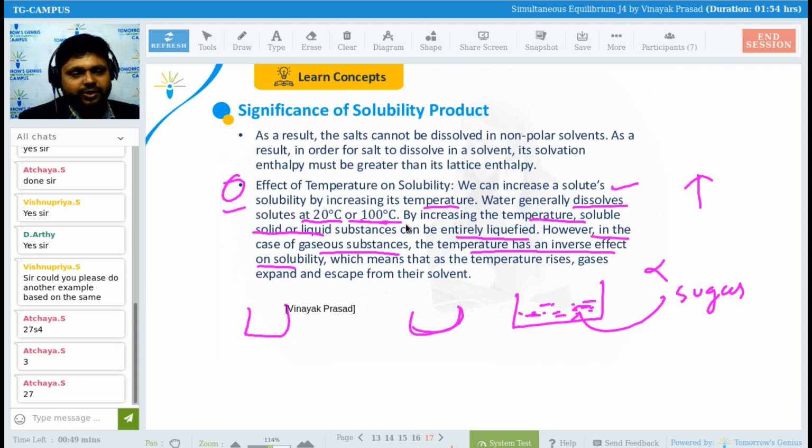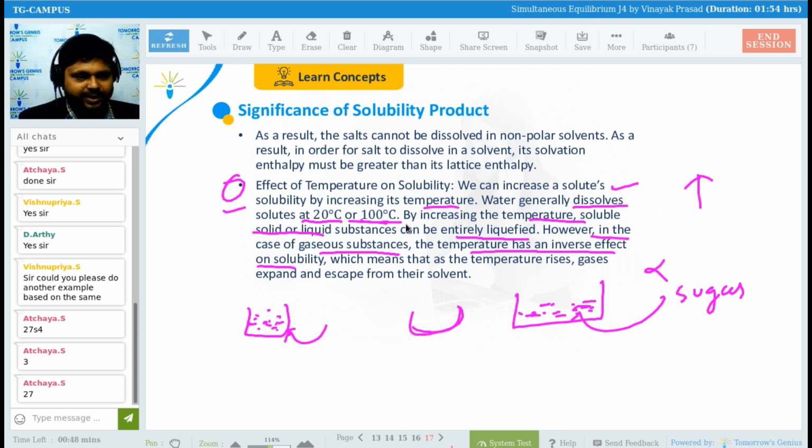But in case of a gaseous molecule, you have a cylinder, that is an LPG cylinder at your home. If you increase the temperature, or if you put it into fire, what will happen? I hope you all know what can happen after that. Is it okay? So in the case of gaseous molecules, the case is inverse. Getting my point? So if you increase the temperature, then in case of gas they will have lesser solubility. Getting my point? So that we have seen.